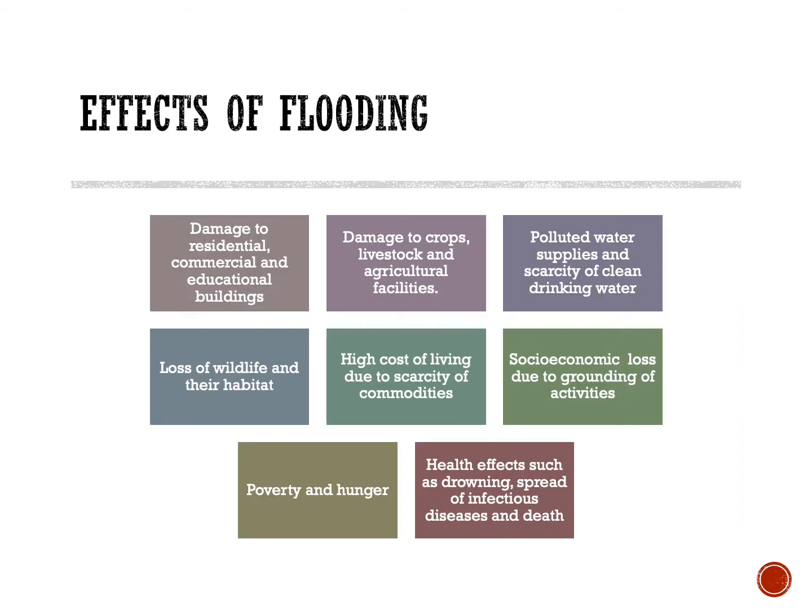So then what are the effects of flooding? There are a whole lot of effects. Crops, livestock, and agricultural facilities can be damaged. Water bodies can be polluted due to the washing away of refuse into the water bodies once there is flooding, and then causing scarcity of water, especially where the source of water is from rivers. And obviously, when there is flooding, it can damage residential buildings, commercial buildings, educational buildings, industries, and all sorts of buildings.